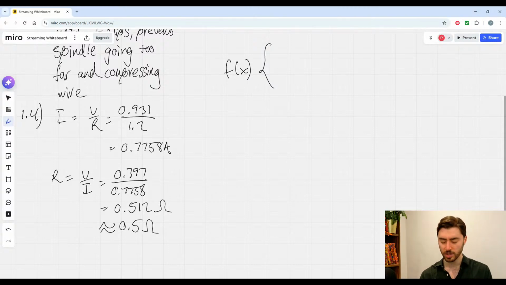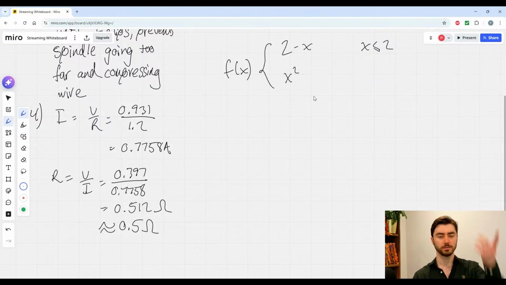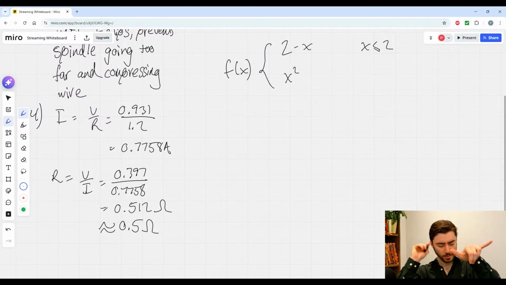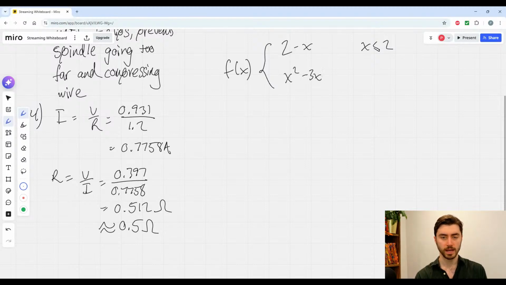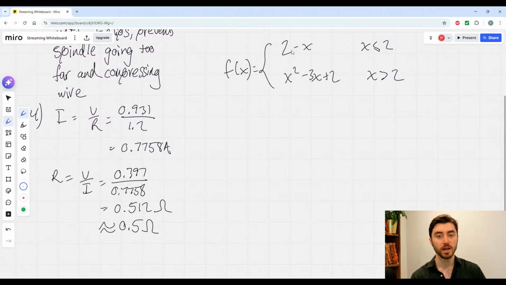So let's say we have a piecewise function where f of x is equal to 2 minus x when x is less than or equal to 2, and it's equal to, let me come up with one quickly off the top of my head, x squared minus 3x plus 2 for x is bigger than 2. So you might see something that looks like this. And that's a piecewise function telling you what the function is in different parts of the graph. Do let me know if that's not what you're talking about.